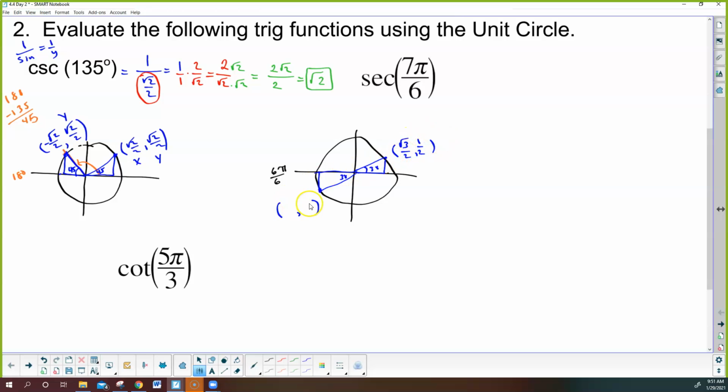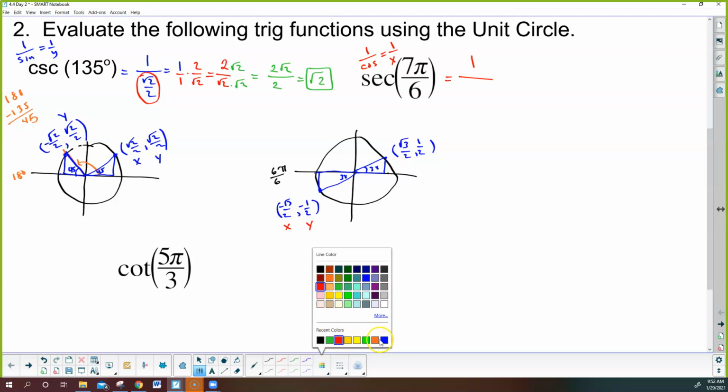Well, now, if I know those points in quadrant 1, then all I have to do is think about what's in quadrant 3. Well, the x is negative and the y is negative because I went to the left and down. So I get negative square root 3 over 2 and negative 1/2. And then I just have to think of, all right, well, I know what x is, I know what y is. What is secant? Secant is the reciprocal of cosine, and cosine is always the x value. So secant is 1 over x, which, the x value is negative square root 3 over 2.